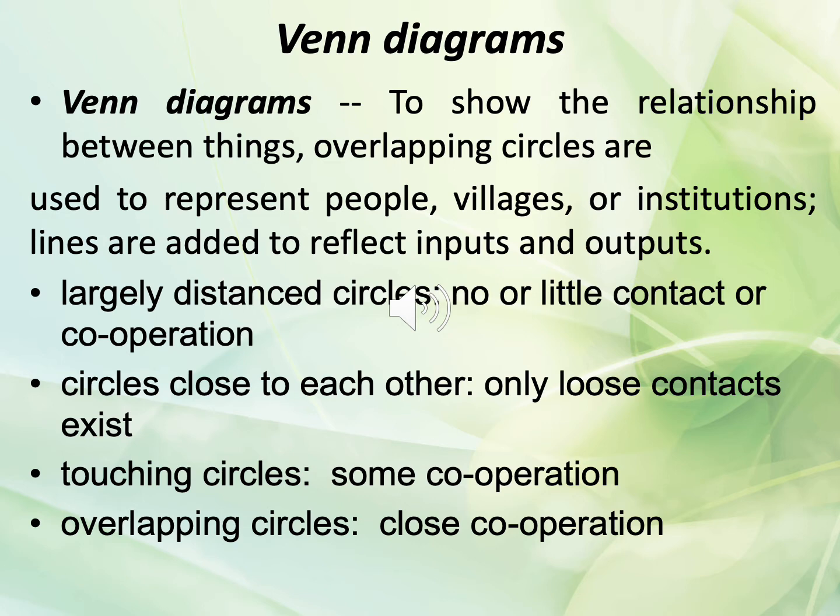Now, largely distant circles mean there is no or little contact or cooperation. For circles that are close to each other, only loose contacts exist. The touching circles mean some cooperation, and overlapping circles mean close cooperation. So this is how it shows the relationship between things, people, institutions, villages, etc.